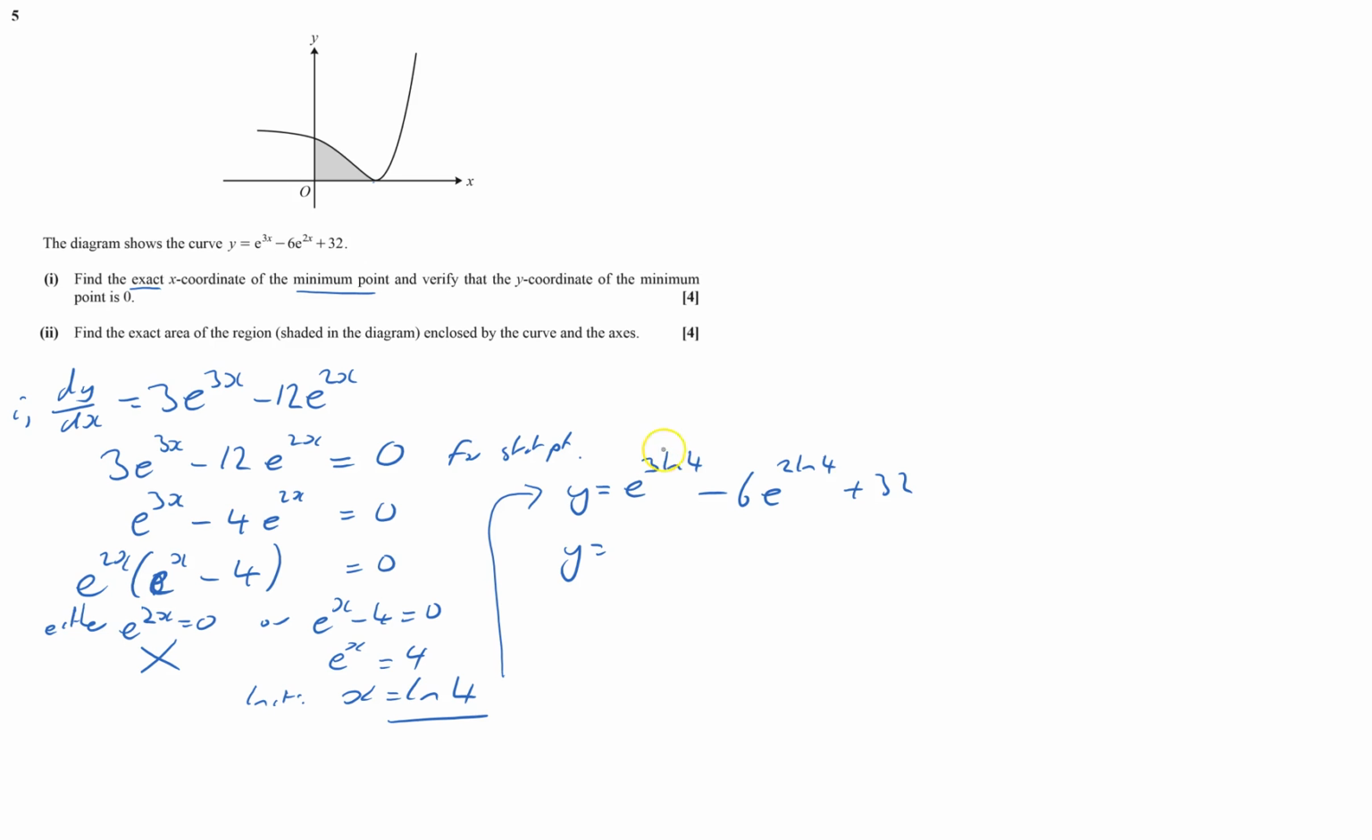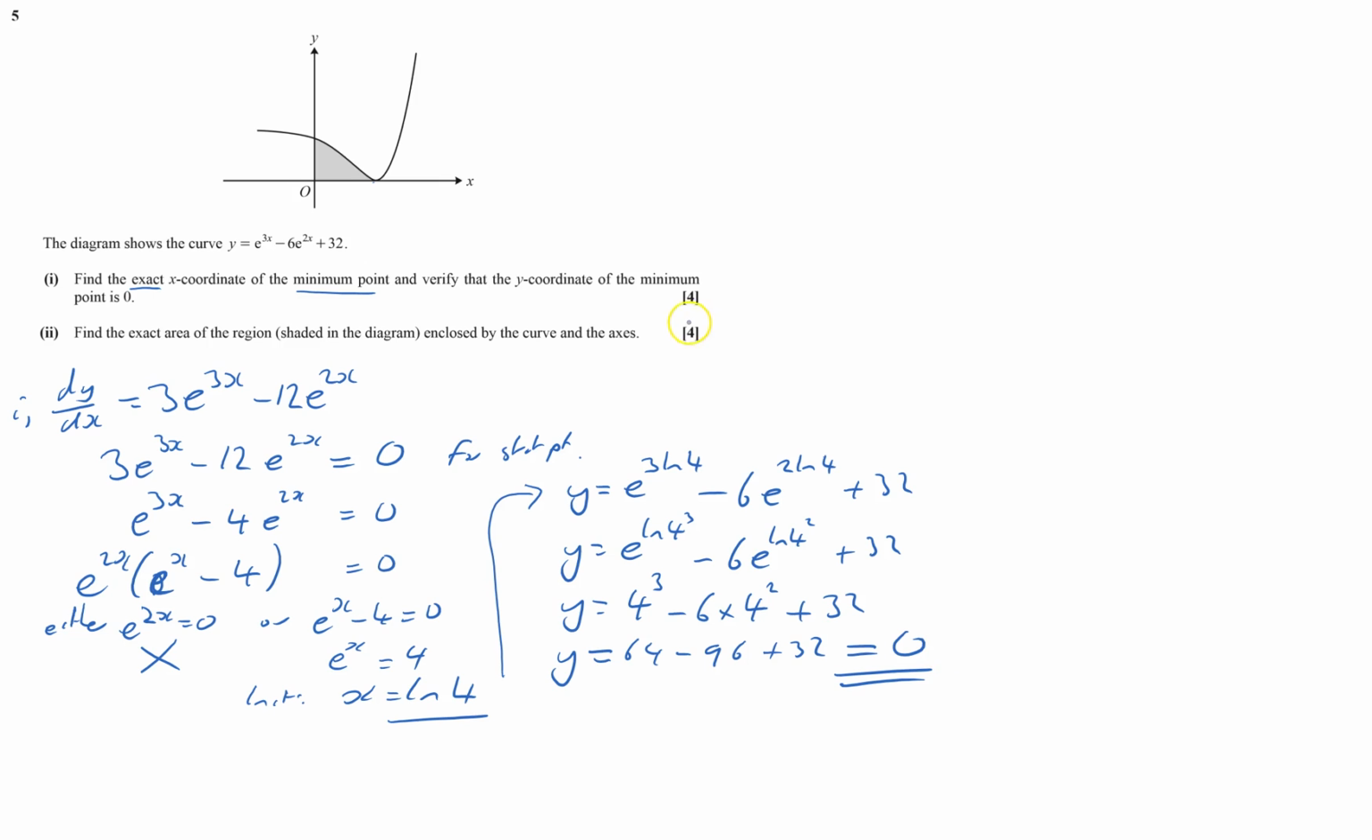So y equals, that 3 goes at the top, so that'll be e to the ln 4 cubed, minus 6e to the ln 4 squared, that square's going up there, plus 32. And so y equals, e and ln are inverse operations, so that will just give me 4 cubed minus 6 times 4 squared, which is 16, plus 32, and that gives me that y is 64 minus 96 plus 32, which equals 0. So I have verified it.